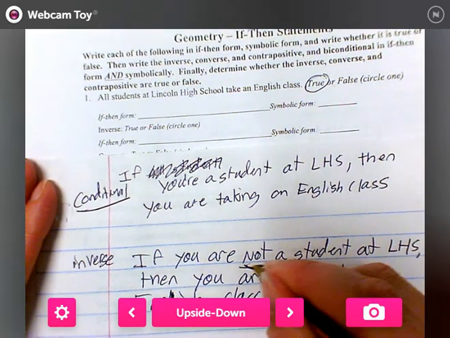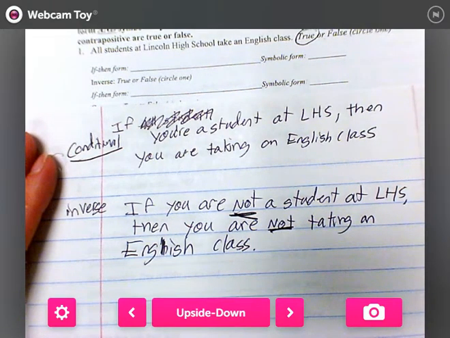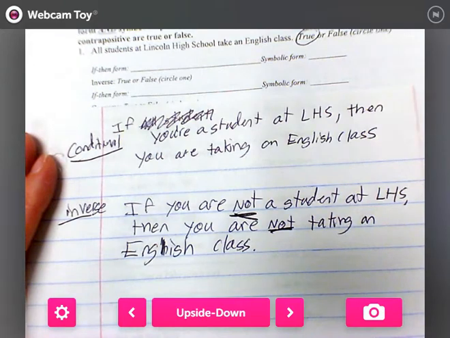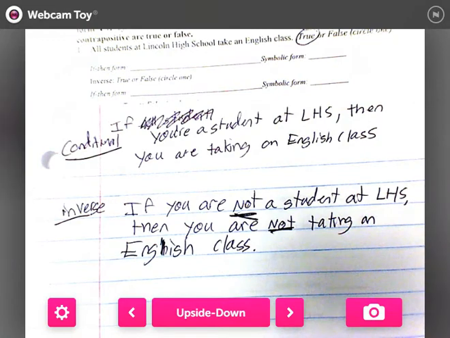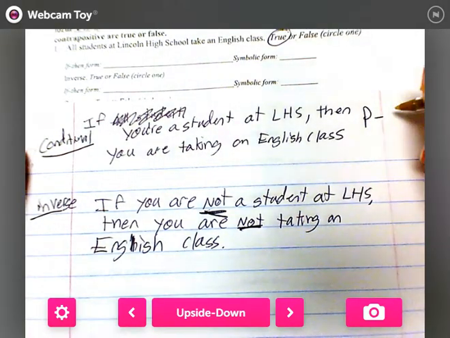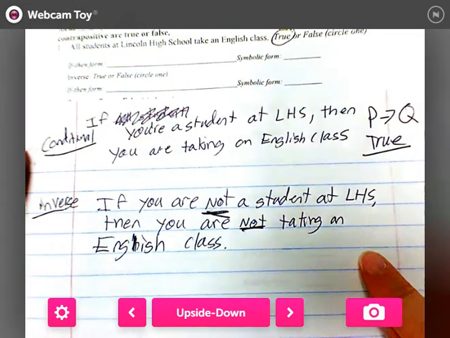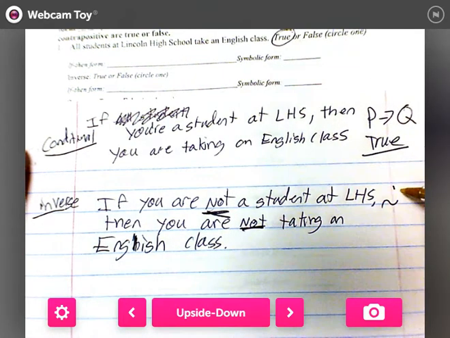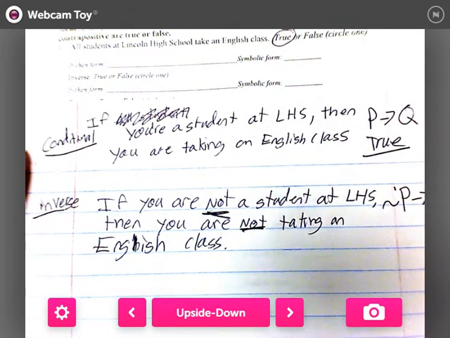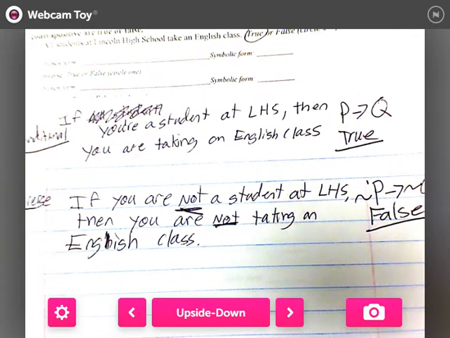Okay, I have nots in both those places. Okay, inverse. Is this true or false? Because why? Can somebody give me an example of why it's false? Good. Okay. So, we know the conditional statement is P to Q, and it's true. We know the inverse is not P to not Q, and we know it's false. Good?